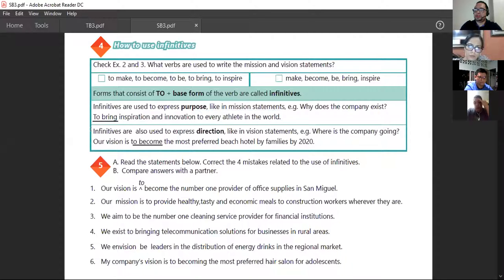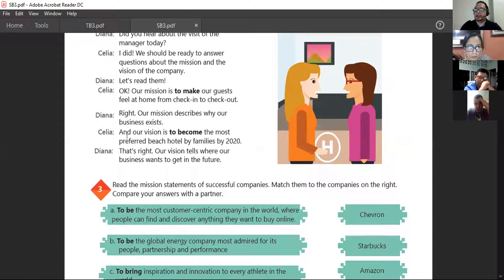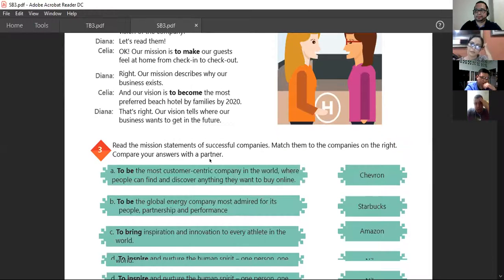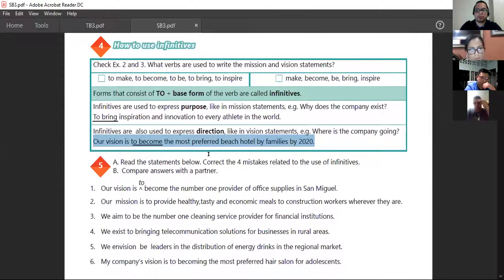Okay, infinitives are also used to express direction, like a vision statement. Where is the company going? Our vision is to become the most preferred beach hotel by families by 2020. Okay, si ustedes se fijan, esto estaba en la conversación que hicimos. Acuérdense, para el infinitivo, we use it to express purpose.